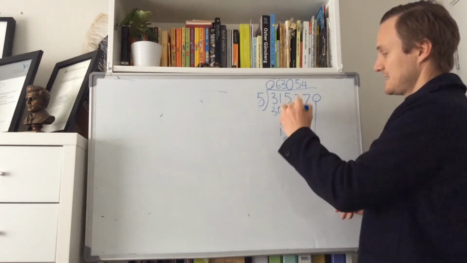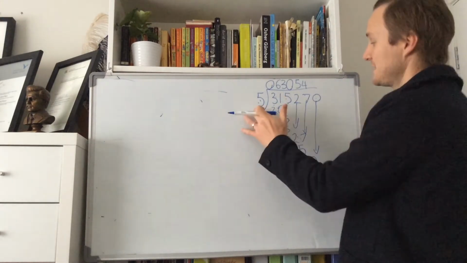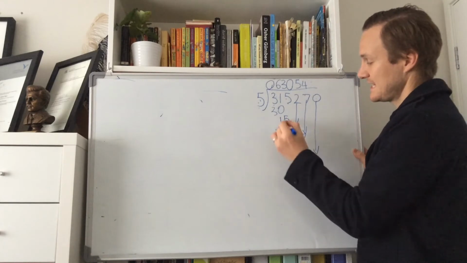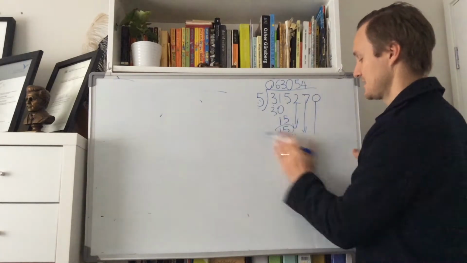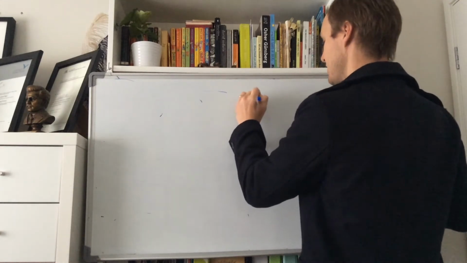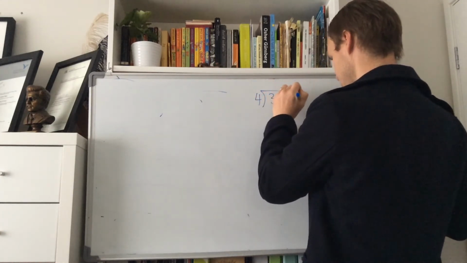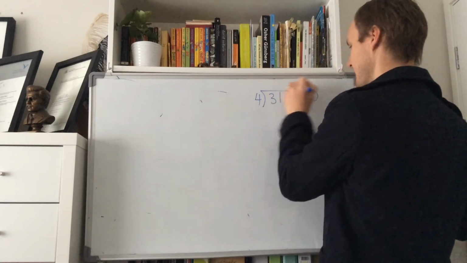Now we're going to slow it down a little bit. But as you can see, you've got to make sure that how many times it goes into, you write the answer down here and then you subtract them against each other. Let's write down the same question, but with a 4. 3, 1, 5, 2, 7, 0.